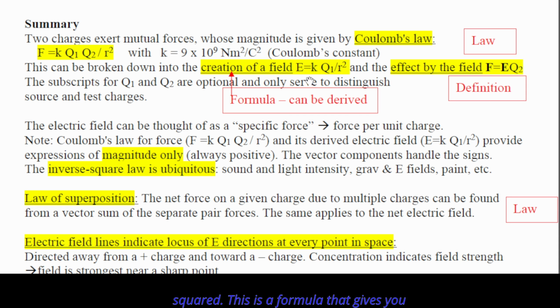So here the equation E equals K Q1 over R squared. This is the formula that gives you the electric field due to a single point charge Q1. This can be derived from Coulomb's law. So this is an example of a formula. On the other hand, F equals E Q2. This gives you the effect of an electric field on a second charge and the force that it creates. This is a definition. This defines the whole concept of the electric field.